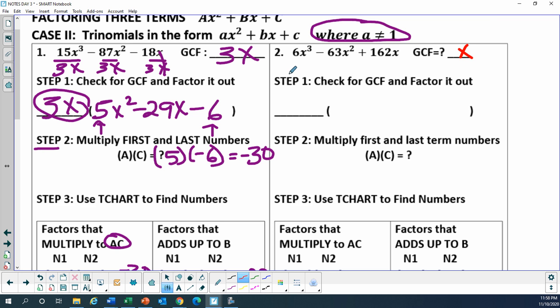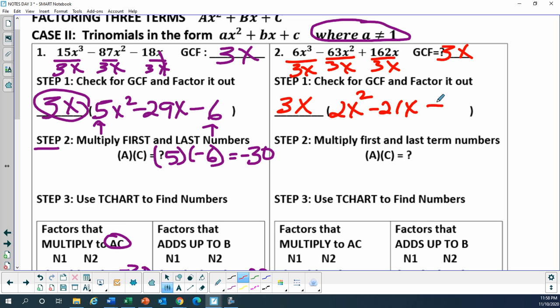What about by 3? Let's see, 162 divided by 3. Yep, all of them will be divided by 3. So 3x would be my GCF. So now I'm going to divide each number by 3x. What is left? 2x squared for the first one. And 63 divided by 3 is going to be negative 21x. 162 divided by 3 is 54.